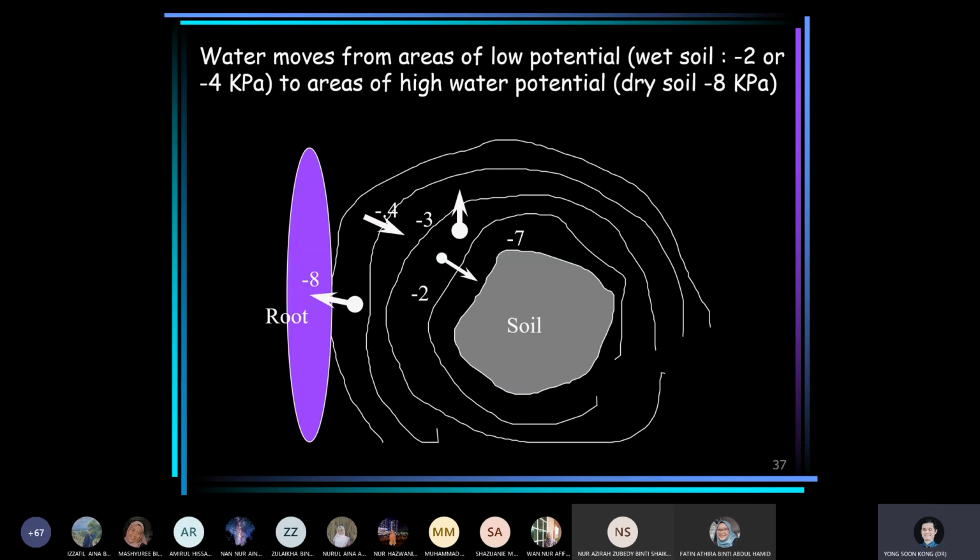Like earlier when I said, where does water flow to? It flows from an area with more water to an area which has less water. I think that does not change. But one thing that I hope you don't confuse, like I did just now, is which one is high water potential and which one is low water potential. The value, if it's higher, it's said to be high water potential, and vice versa.